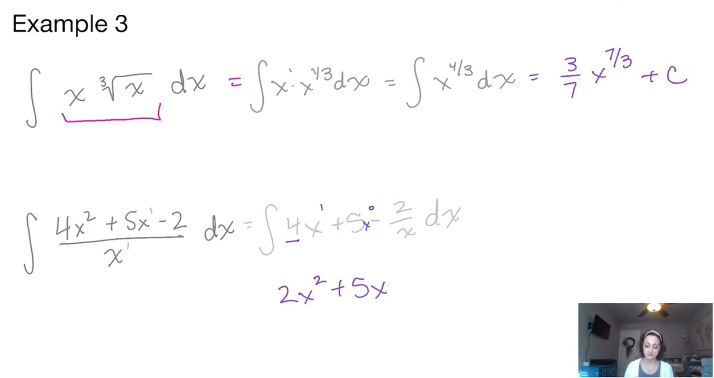Okay, now I need you to be careful with this last term. Your coefficient is -2, right? So that's going to come with me, my -2. And then I still have this 1 over x, right? But haven't we done that before? What's the antiderivative of 1 over x? Look at your reference sheet. It is ln of, and I'm going to slap on the absolute value of x there, okay? And don't forget your plus c.